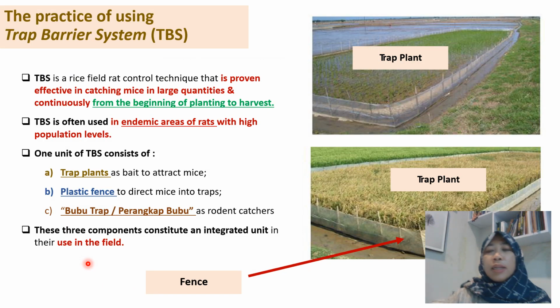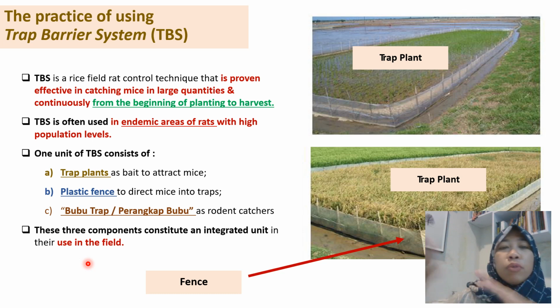Okay, then we move to the next slide. Now we study the TBS, trap barrier system. What is the trap barrier system? TBS is a rice field rat control technique that is proven effective in catching rats in large quantities and continuously from the beginning of planting to harvest. TBS is often used in endemic areas of rat.